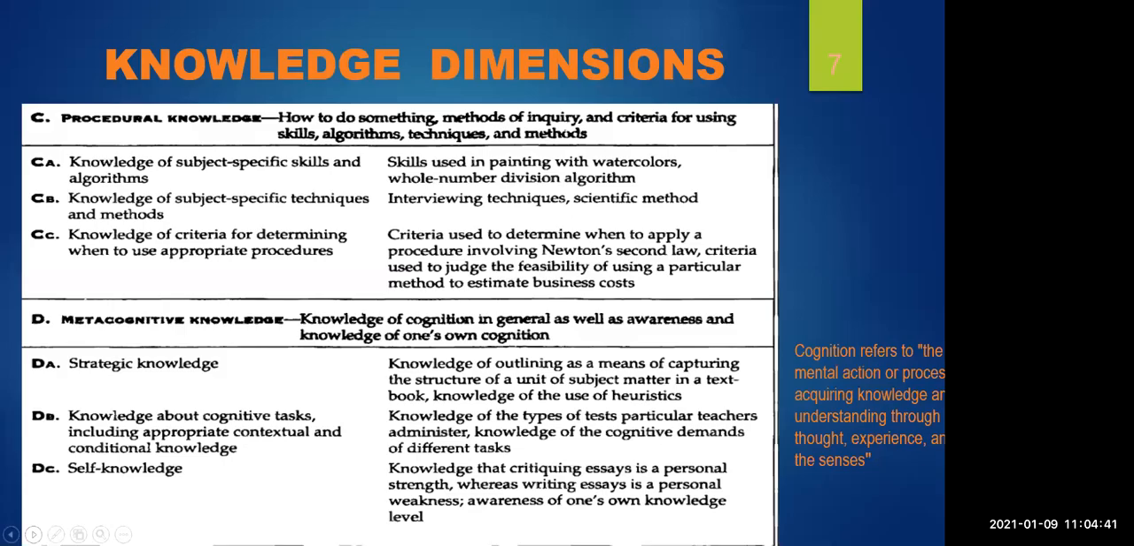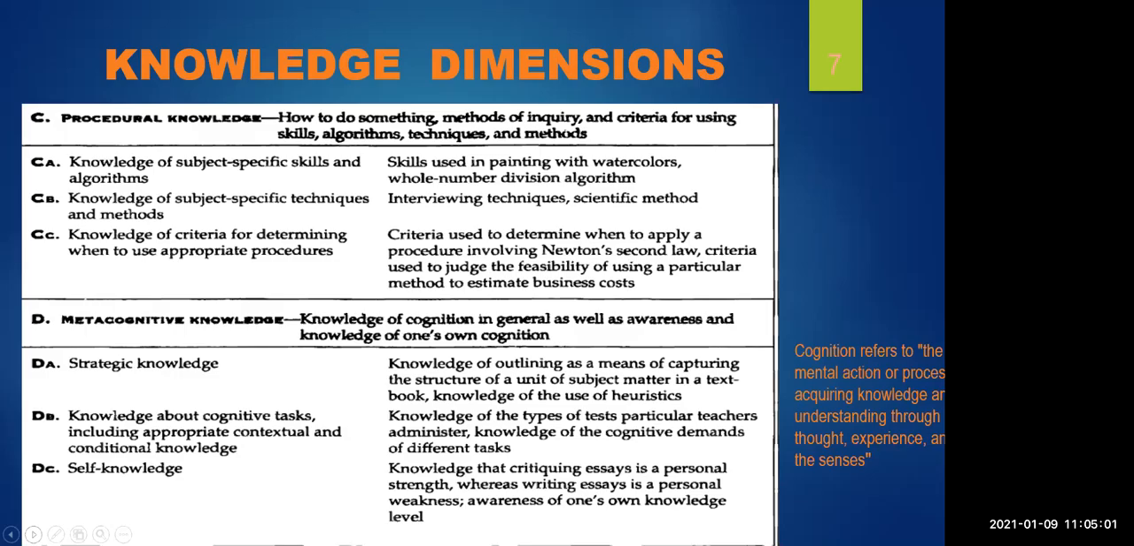But when it comes to the application point of view, what criteria do you have to apply? That is also taken care of by procedural knowledge, for example using a particular method to estimate the business cost. So even though we are given different knowledges, procedural knowledge is the application point of view. Under what condition we are going to apply it, that is what this type of knowledge gives to the students, the procedural knowledge.